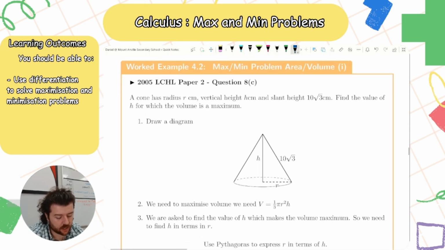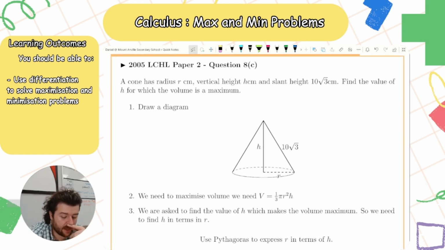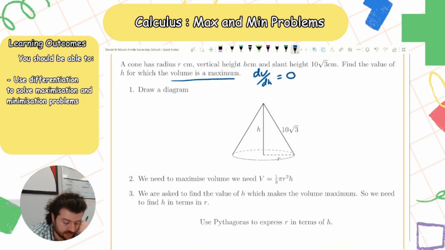Right, let's look at another one now, but this time area and volume. This question comes from 2005. A cone has a vertical height h and a slant height of 10 root 3 centimeters. Find the value of h for which the volume is a maximum. So I need to find the value of h for which the volume is maximum, so I'm looking for dV/dh and letting it equal 0.